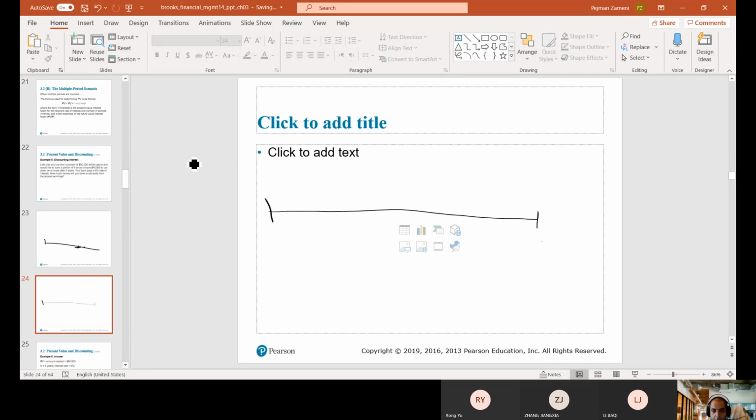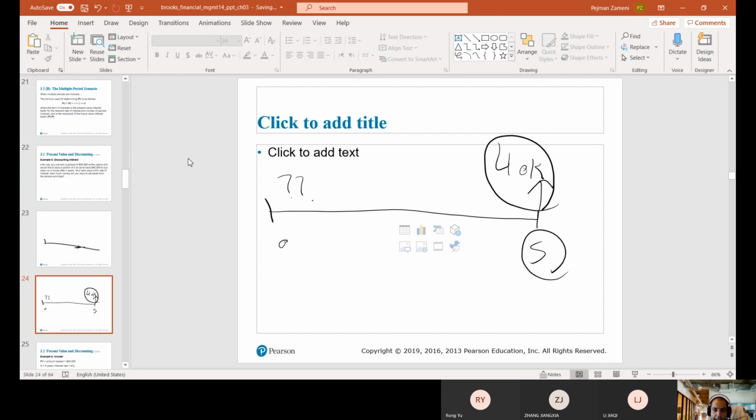Okay. How much is the price of a house in 5 years' time? 40K. And we are right now here. I want to know that how much money I need to invest right now in order to be able to buy the house after 5 years at this price. Okay?